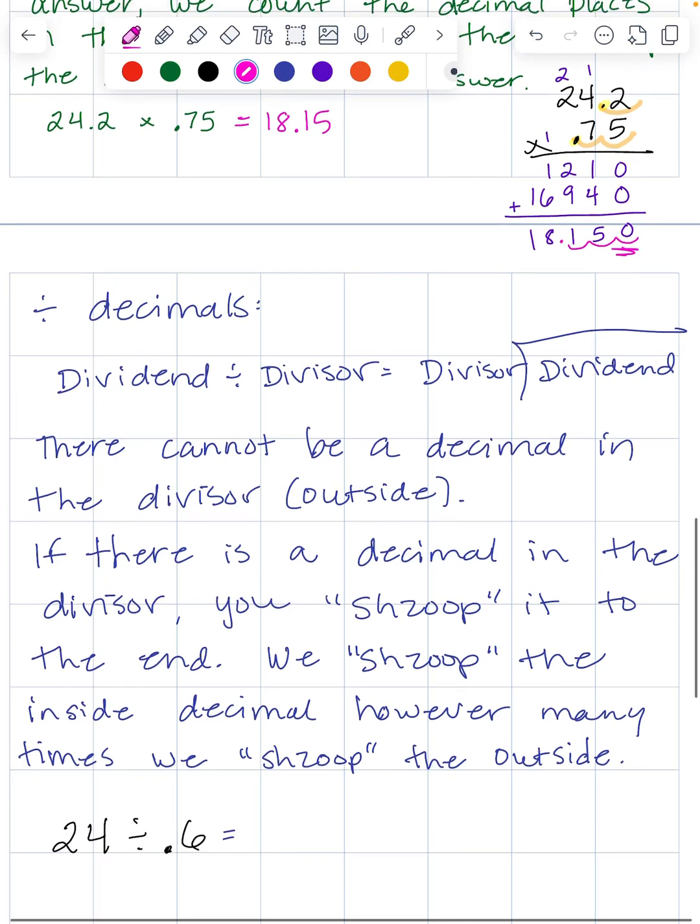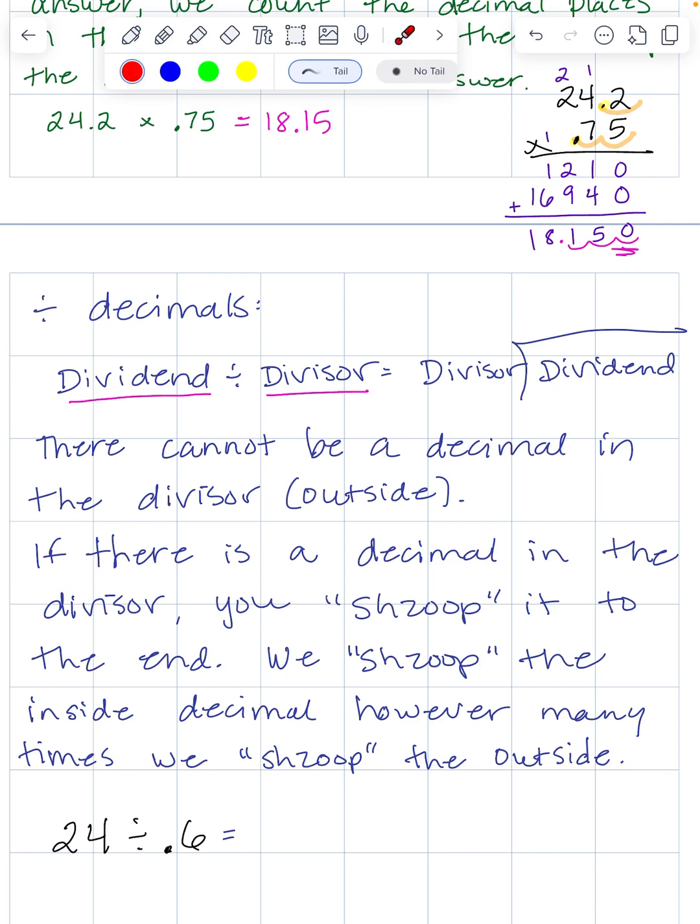Dividing decimals. This looks like a lot of words, but if you were to pause this, I promise you, I just wrote pretty big. It's not that many words. Every time we divide, we have a dividend divided by the divisor. The dividend is that first number that you're dividing. The divisor is what you're dividing by. When we write it this way, the dividend is what goes on the inside, the divisor is our outside number.